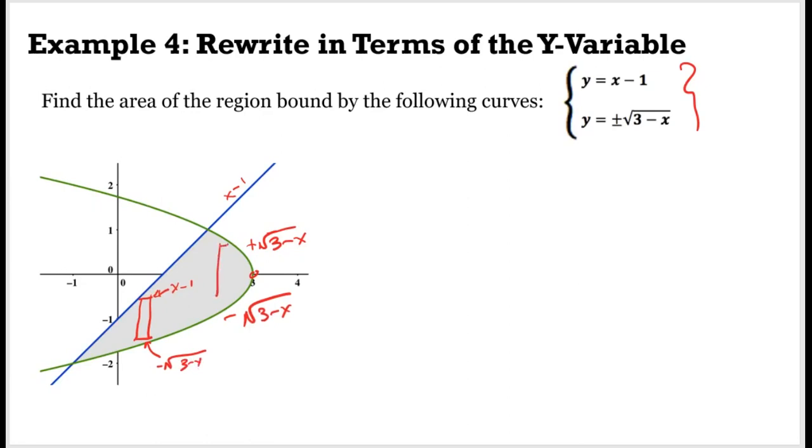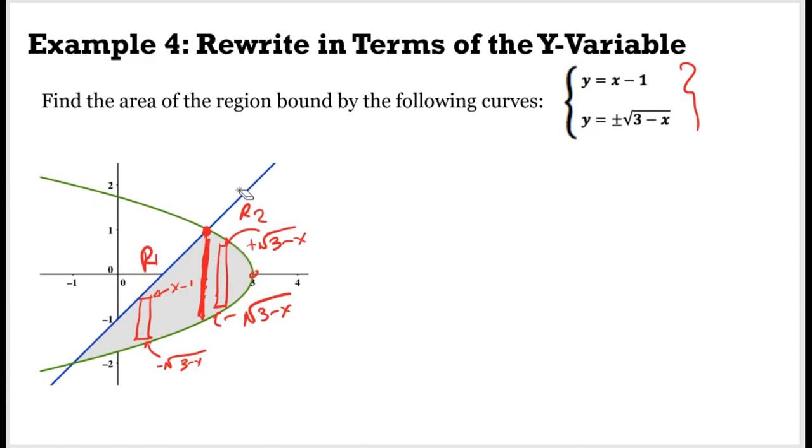However, if I draw a Riemann rectangle here, I see that the top of the function is the positive square root of 3 minus x, and the bottom of the function is the negative square root of 3 minus x. So because my rectangle has a different top function and bottom function, that means we need more than one integral. And hopefully you can identify that the split will occur here. Everything to the left of this split I will call region 1. Everything to the right of that split I'll call region 2. And that will be my two integrals that I want to solve.